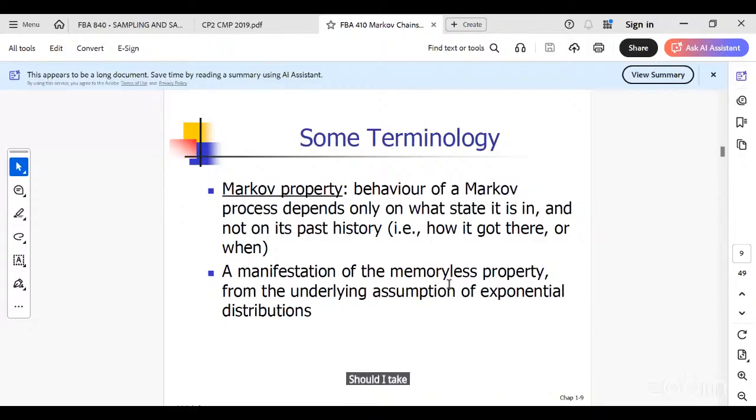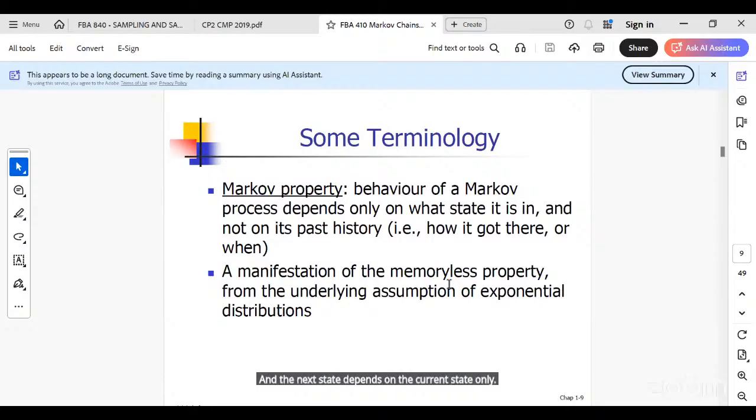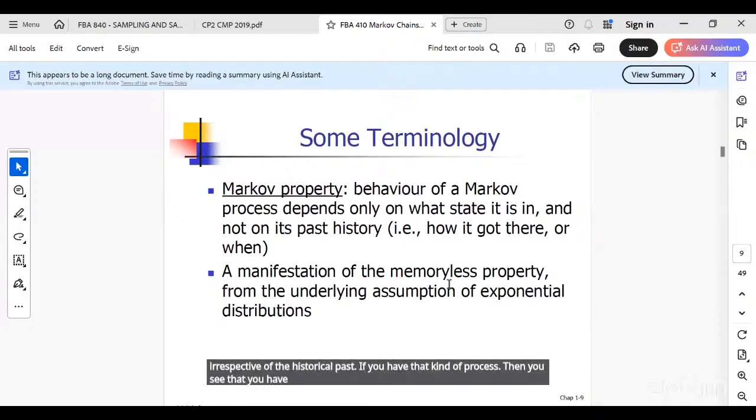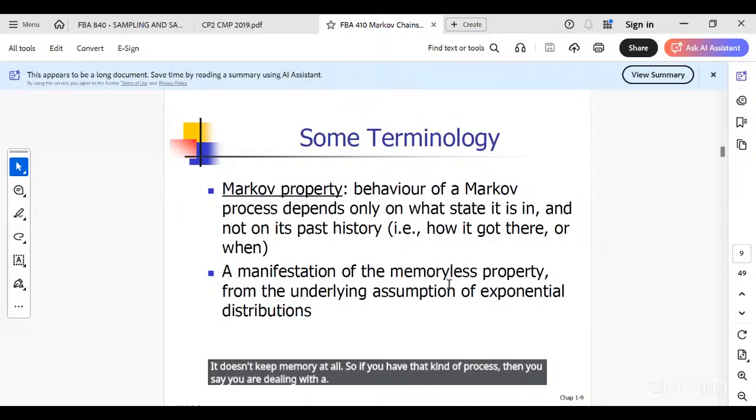So that takes us to an important term, which is called the Markov property. Now, there are some processes whose next state, assuming their current state is being observed, depends on the current state only, irrespective of the historical past. If you have that kind of process, then you say that you have a Markov process. The Markov process must be a stochastic process. But in addition to it being stochastic, it should not keep memory. It doesn't keep memory at all. So if you have that kind of process, then you say you are dealing with the Markov property.